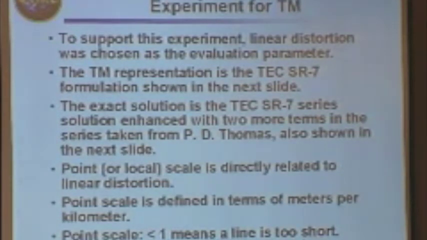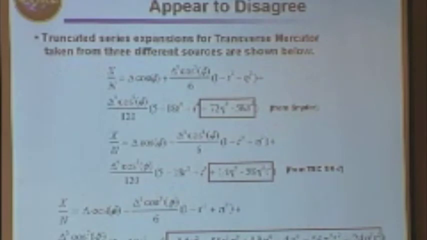There are more exact solutions available in P.D. Thomas, which is shown in the next slide. Point scale is directly related to linear distortion. And what I did is I defined it in terms of meters per kilometer. And so if you're less than 1, it means the line is too short. And if you're bigger than 1, it means the line is too long.